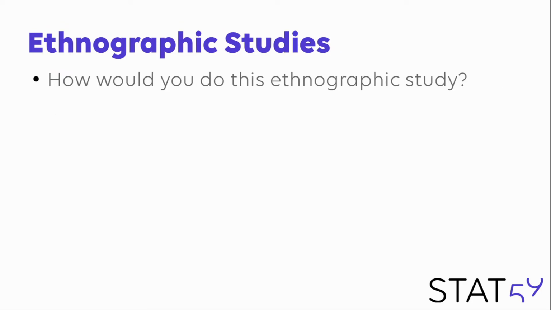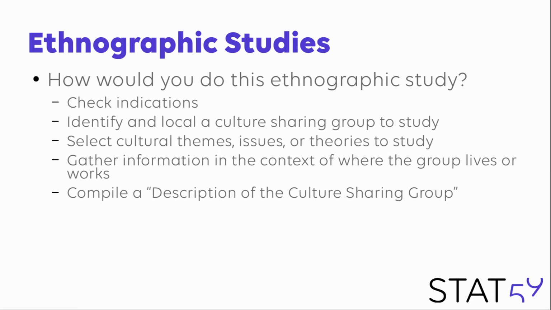So how could we do an ethnographic study to study the Amatrice earthquake? Again, we make sure we're using the correct methodology. We identify a local culture-sharing group to study. We select cultural themes, issues, and theories, and we gather information in the context of where the group lives, and then we compile a description of the culture-sharing group.